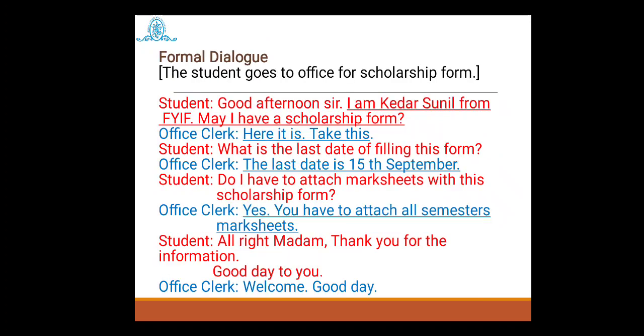Now let us see how dialogues are exchanged here. We will fill in the blanks. Student: Good afternoon sir, I am Kedar Sunil from FIIF. May I have a scholarship form? Office clerk: Here it is, take this. Student: What is the last date of filling this form? Office clerk: The last date is 15th September. Student: Do I have to attach mark sheets with this scholarship form? Office clerk: Yes, you have to attach all semesters' mark sheets. Student: Alright ma'am, thank you for the information, good day to you. Office clerk: Welcome, good day.